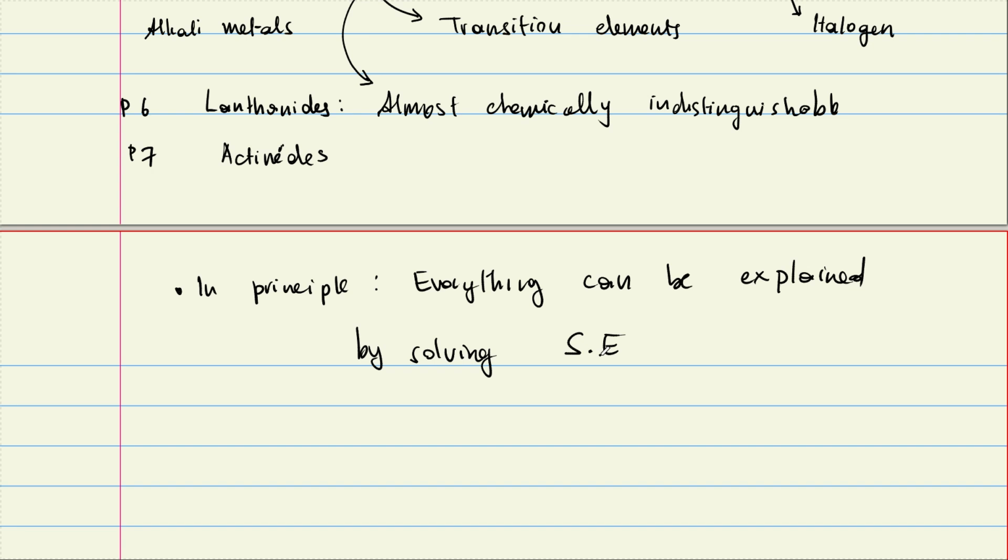There are some numerical schemes, but the message of this course will be that there are a lot of things we can understand without actually solving the Schrödinger equation. And for this we need approximations.